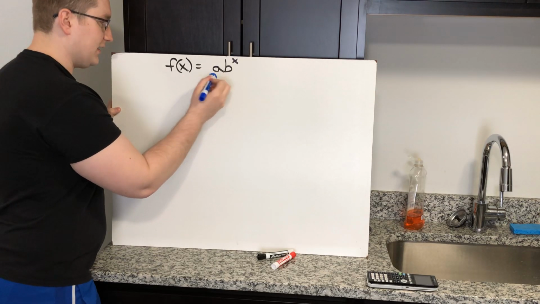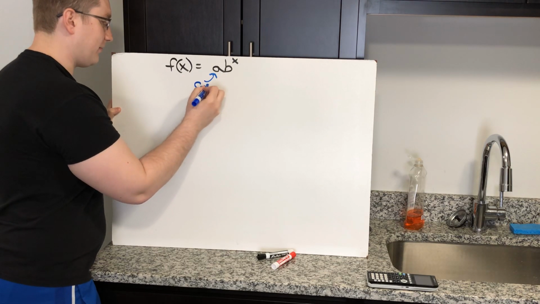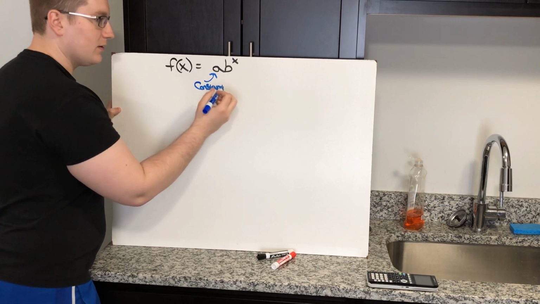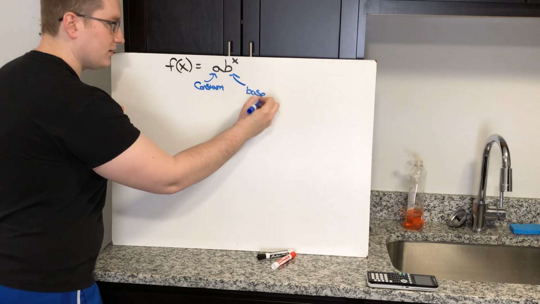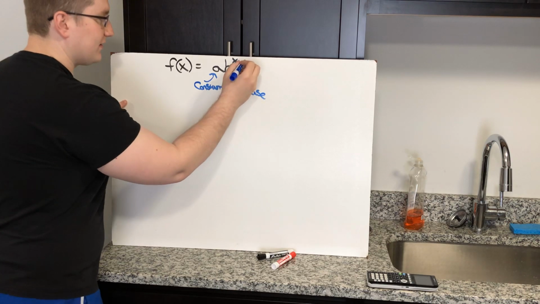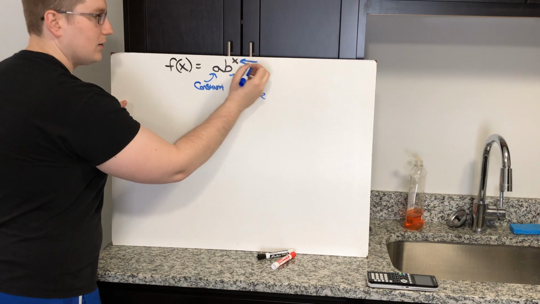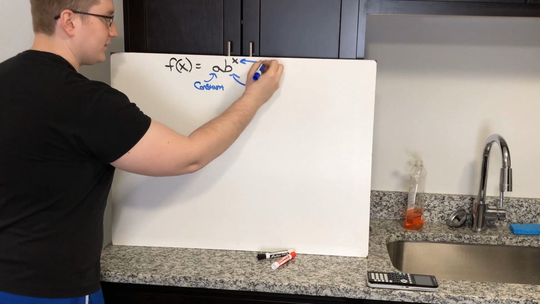This little a is just a constant. It's what we're multiplying by. This b is our base. And this x is our exponent.